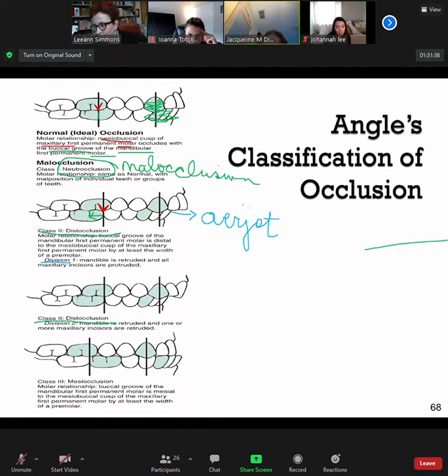Wait, what does that mean? Protruded? What does that mean? Oh, back in position. Oh, okay, gotcha. That makes sense. Protruded is out forward in position. Retruded, like retreat, is back. Got it. And if the army retreats, they're going back.